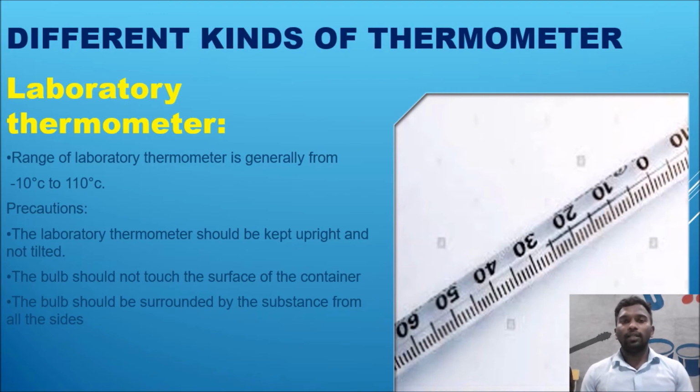While using this laboratory thermometer, what precautions do we have to take? First of all, we should keep the thermometer upright and should not tilt it. Next, the bulb of the thermometer should not touch the surface of the container. The third precaution is, the bulb of the thermometer should be covered on all sides by the substance whose temperature we are going to measure. If you take all these precautions, you will get the exact temperature of the liquid.